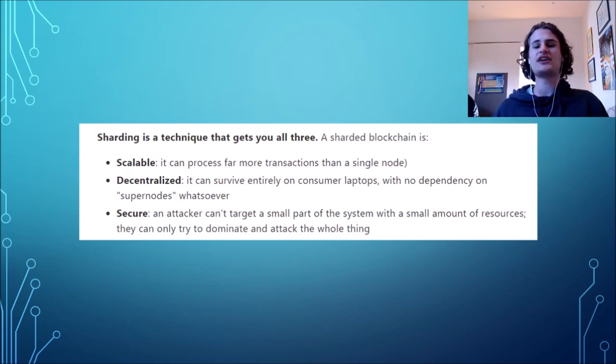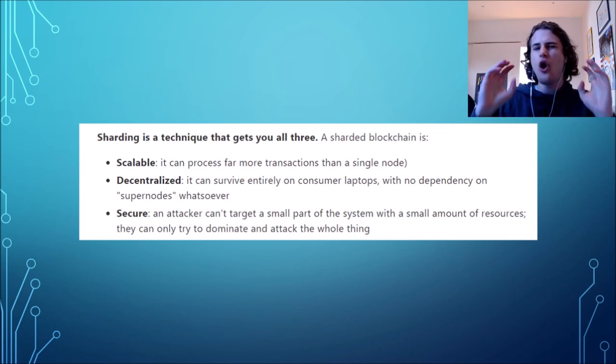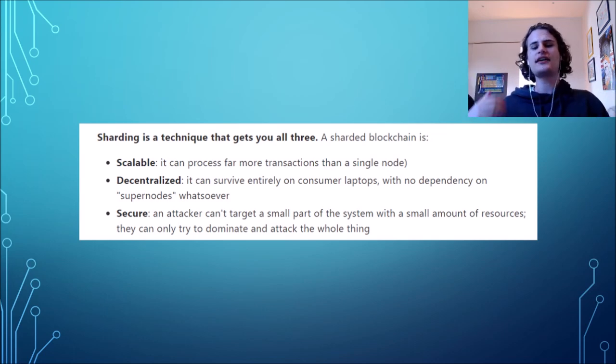A sharded blockchain should be scalable. It'll mean many more transactions can be processed than by a single node, because the blockchain is all broken up and all the little users are working together to process transactions. It should also be decentralized, as it can survive entirely on consumer laptops with no dependency on supernodes or really big computers. Sharding should also be very secure, because an attacker can't target a small part of the system with a small amount of resources. They can only try to dominate and attack the whole network, which is essentially completely impossible.